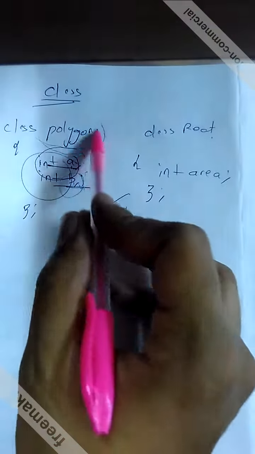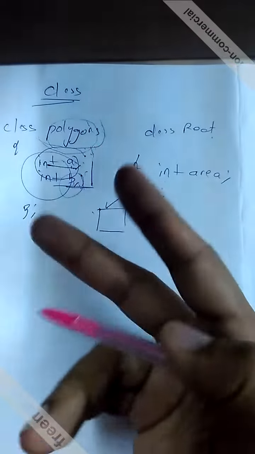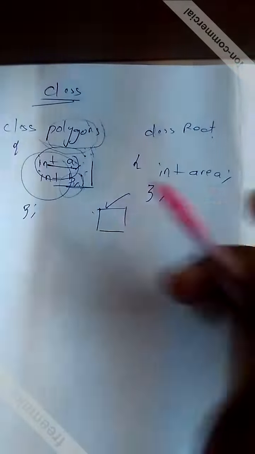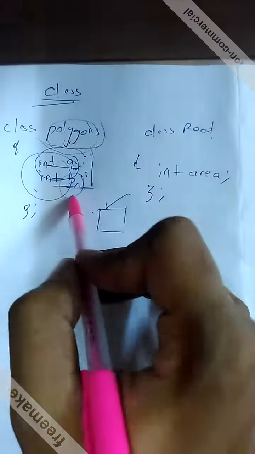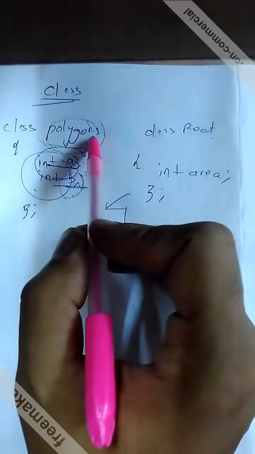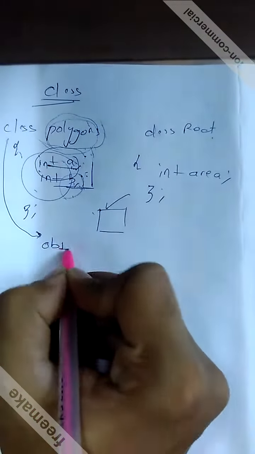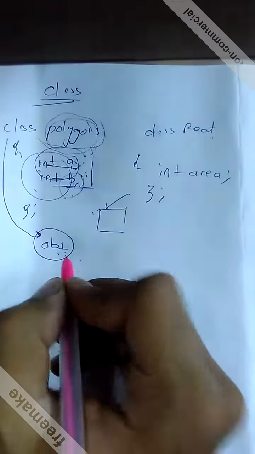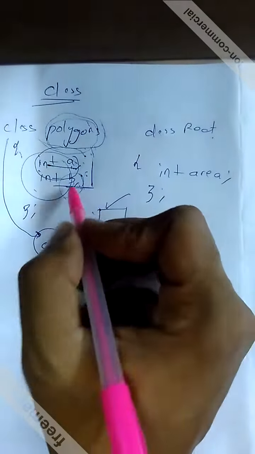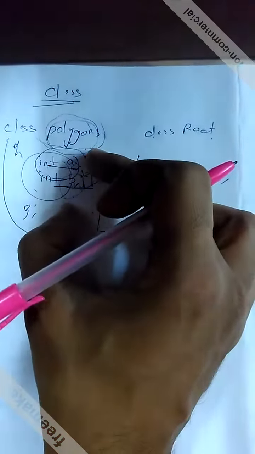So any object which is created through this class will have only two kinds of dimensions, two kinds of attributes, which are int a and int b. Basically two integers will be assigned within the object of class polygon. So if I create an object ob1, then this object will have only two kinds of properties, which are a and b, because the scope of this class is only these two elements.